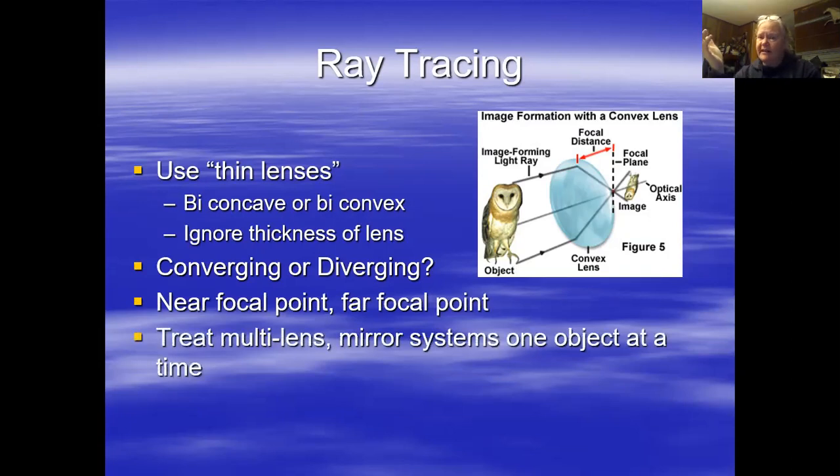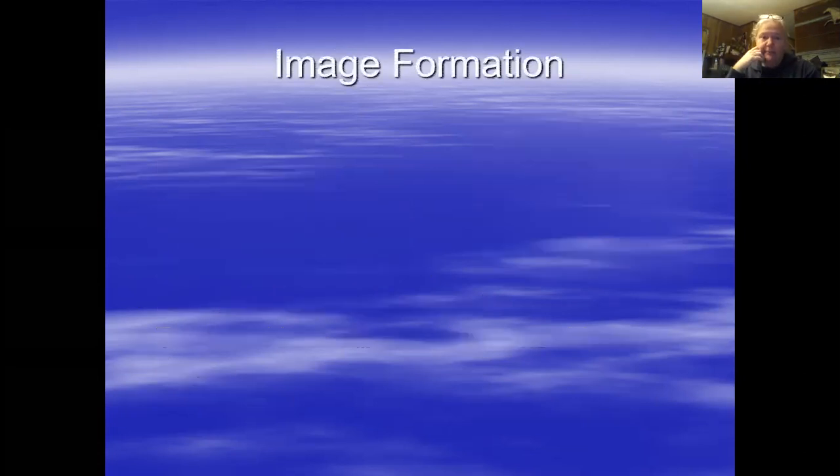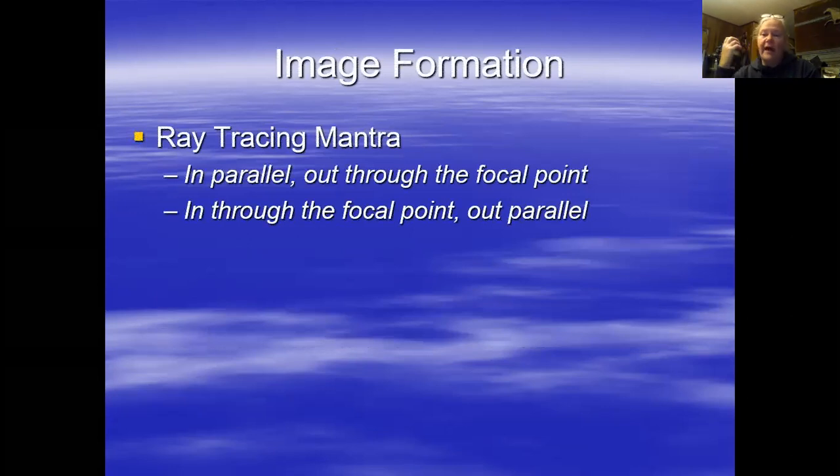And then if we have a multiple lens or mirror system, we treat each piece one at a time. We work the first problem with the first lens or mirror, and then the second part with the next lens or mirror. What happens is the image from the first piece becomes the object for the second piece, and then we just keep working through. I do an example of that in the notes that you can go back and look at. As mentioned in the ray trace video, it's in parallel, out through the focal point, in through the focal point, out parallel. You'll see what I mean in that video.